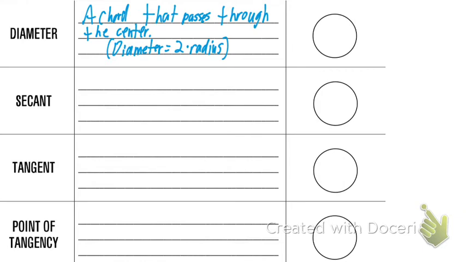So a chord that passes through the center is called a diameter. It's a more specific type of chord. Mathematically, the measure of it is equal to 2 times the radius, meaning the radius is half of the diameter. It could be diagonal, as long as it goes through the center and has its endpoints on the circle. That fits our definition of a diameter.